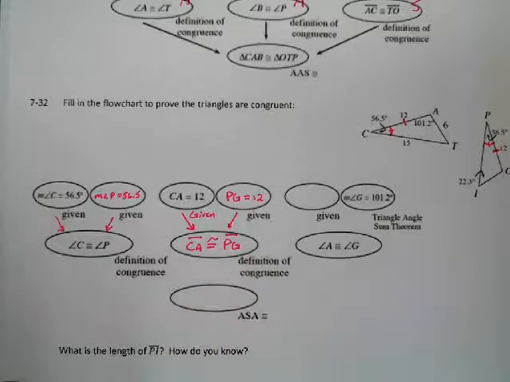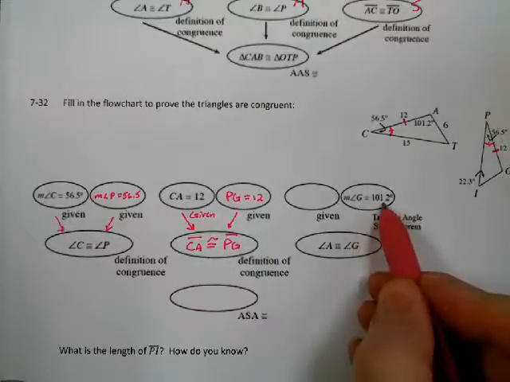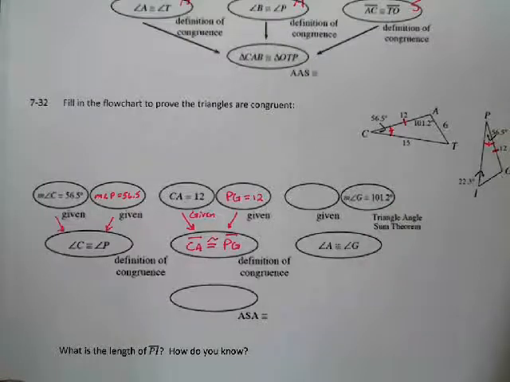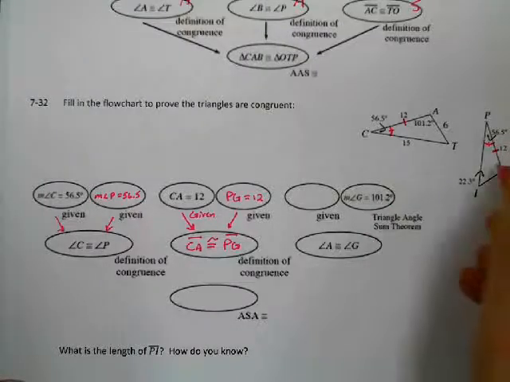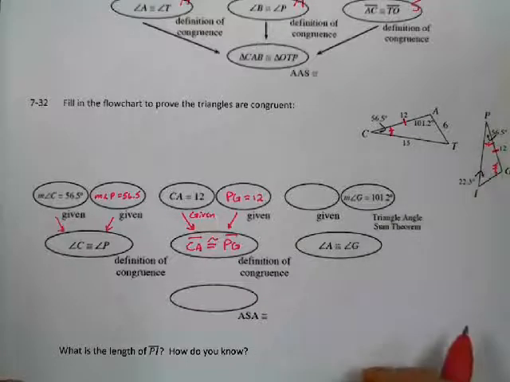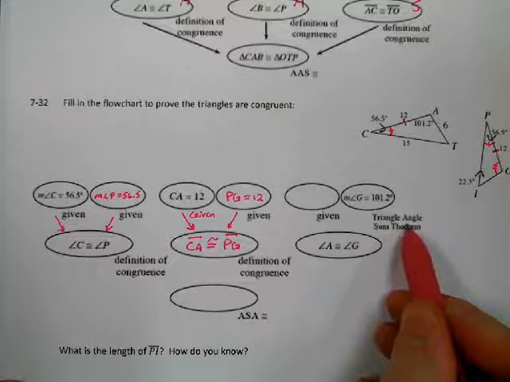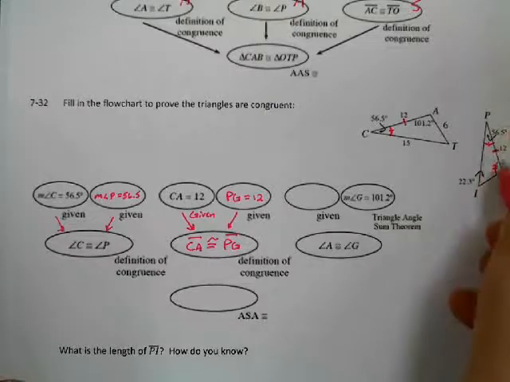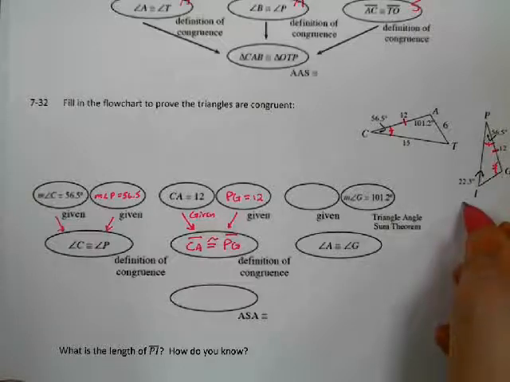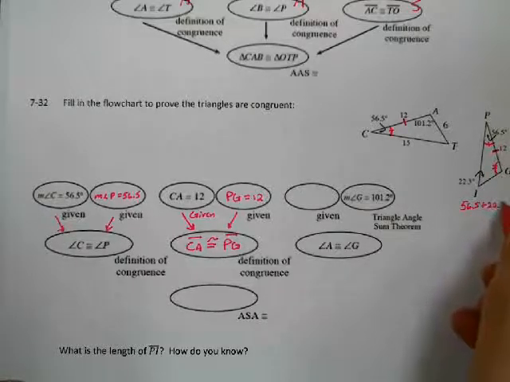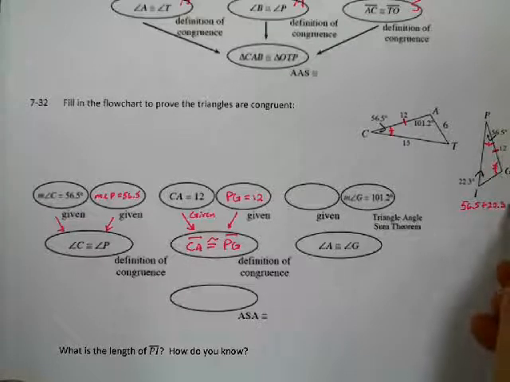Okay, last one. Angle G is 102. Where's G at? Here's G. Wait, there's no 102 there. How are they saying that? Because of the triangle sum theorem. It means that they've done all the work here and did 56.5 plus 22.3, and then plus the measurement of angle G equals 180.